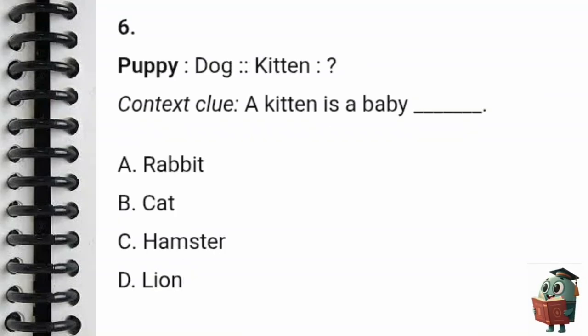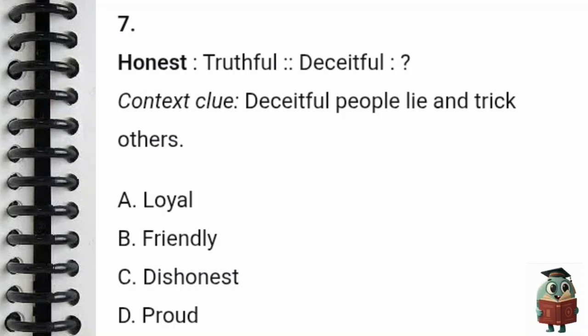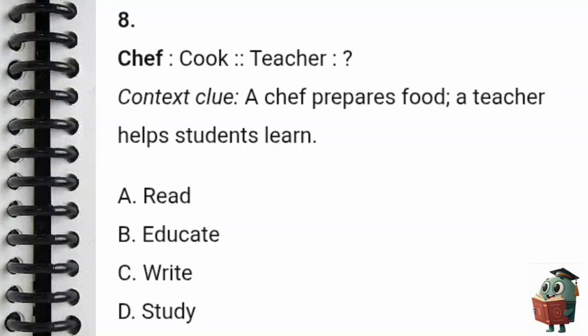Clue: A kitten is a baby blank. A. Rabbit. B. Cat. C. Hamster. D. Lion. 7. Honest is to truthful, as deceitful is to blank. Clue: Deceitful people lie and trick others. A. Loyal. B. Friendly. C. Dishonest. D. Proud. 8. Chef is to cook, as teacher is to blank.